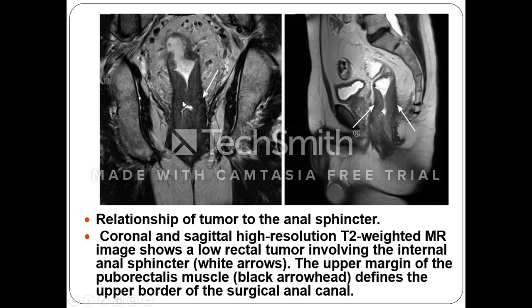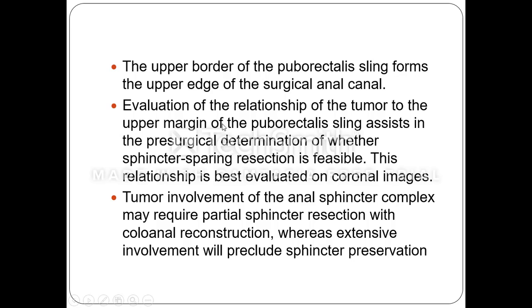These MR images show a moderate sized low rectal carcinoma going well beyond the puborectalis sling to involve the anal sphincter complex, which is further confirmed on these sagittal images. The upper margin of the puborectalis sling forms the upper edge of surgical anal canal. Evaluation of tumor to the upper margin of puborectalis sling assists in pre-surgical determination whether sphincter sparing resection is feasible or not.